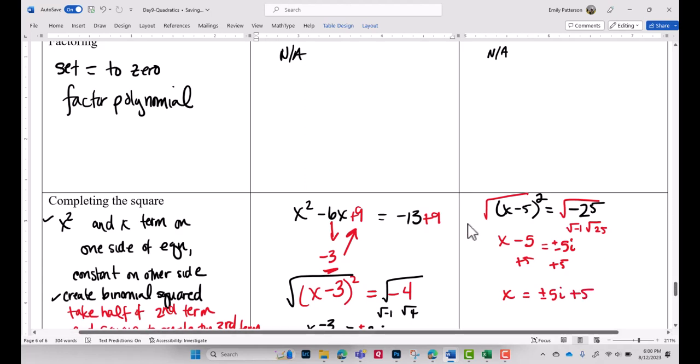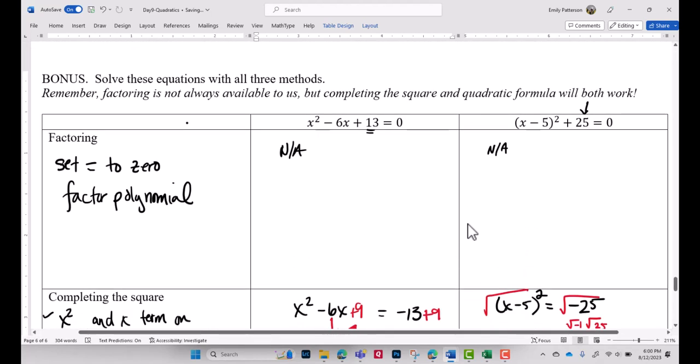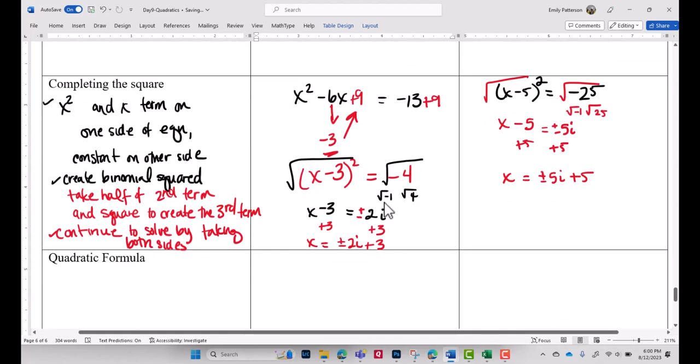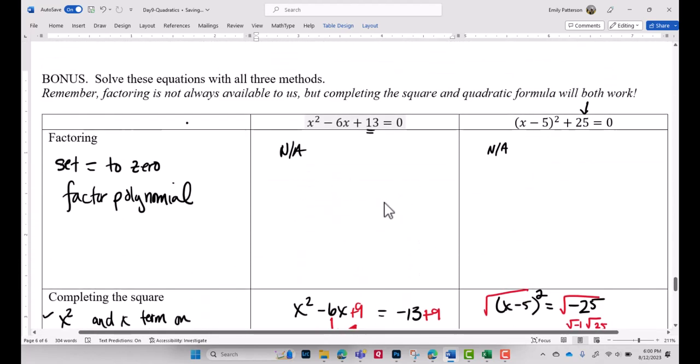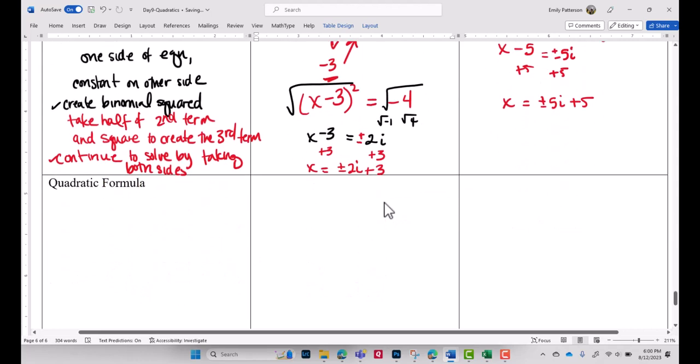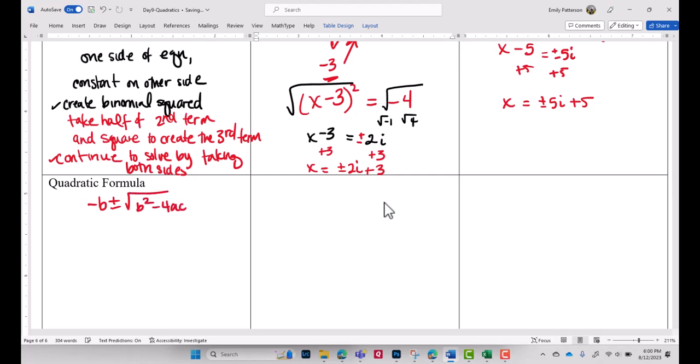So what we're going to do lastly is do the exact same thing, but solve it using the quadratic formula. And if we've done this correctly, we should land on the exact same values, whether we solved it by completing the square or by the quadratic formula. So remember, the quadratic formula is negative b plus or minus the square root of b squared minus 4ac, all over 2a. And you notice that plus or minus, that's what's going to give us both of those values.